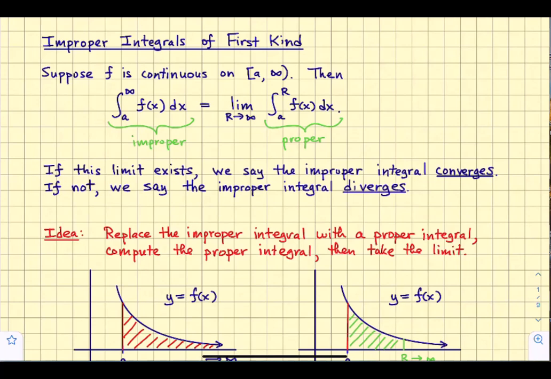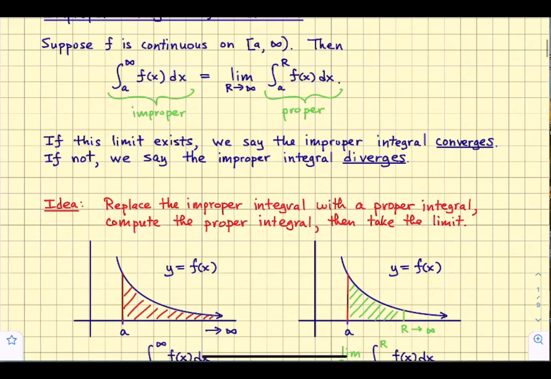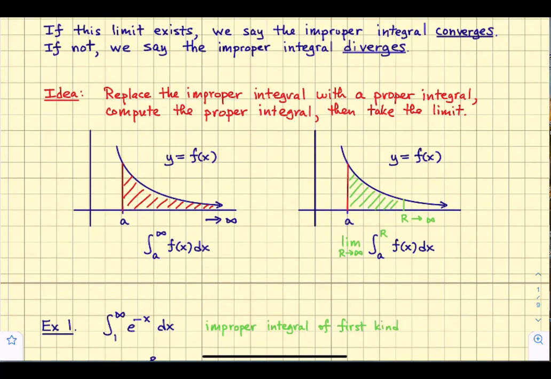If that limit exists, then we say the improper integral converges, and its value is the value of that limit. If not, then we say that the improper integral diverges. So the idea is to replace an improper integral with a proper integral, compute the proper integral, and then take the limit. Geometrically, if we want to know all of the area under this curve from a on to infinity, then we will turn this problem into something familiar by calculating the area from a to r, which is a proper integral and done with Calculus 1 techniques. We'll calculate this integral as a function of r, and then we'll take the limit as r goes to infinity.